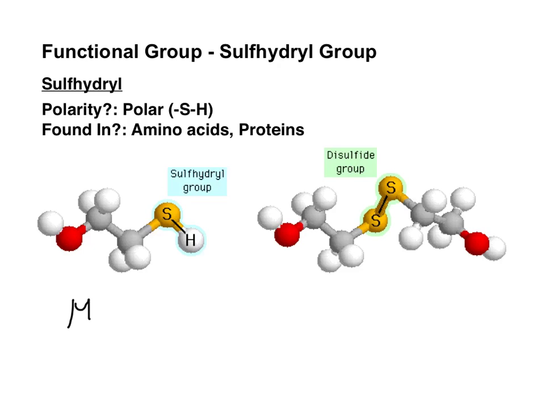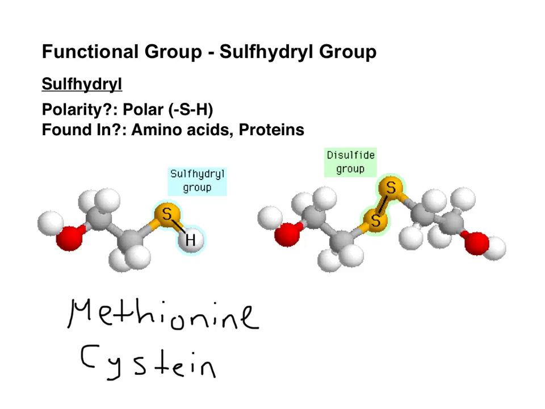One of them is the amino acid methionine, and the other is the amino acid cysteine. Okay, so it's the only two places that we're ever going to see sulfhydryl groups. Like before, this is a polar group. In this case, it's even going to be more obvious.